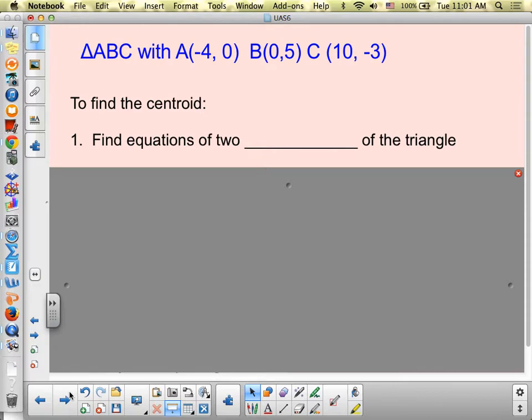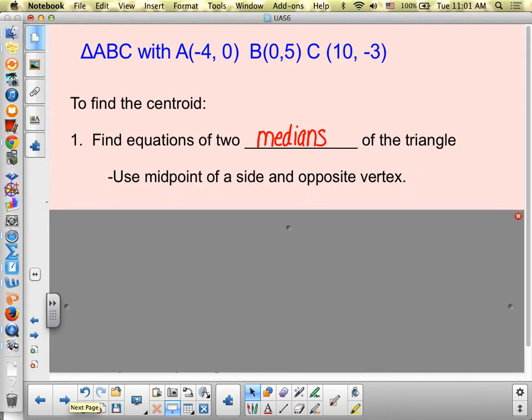To find the centroid, dig in your vocabulary memory bank. Centroid is the intersection of the medians of a triangle. So algebraically, I want to come up with a plan where I can find some median equations and find out where they intersect. So my plan would be to use the midpoint and an opposite vertex to get median equations.